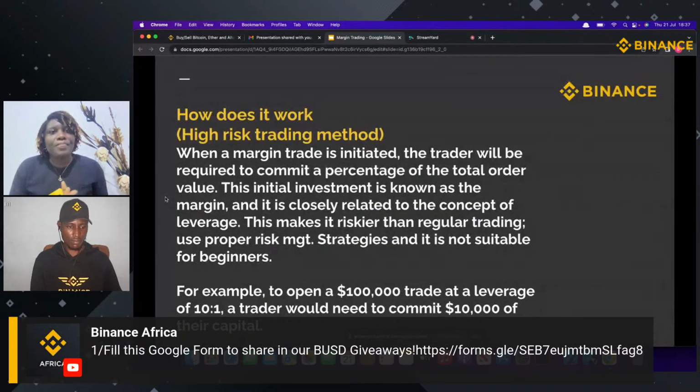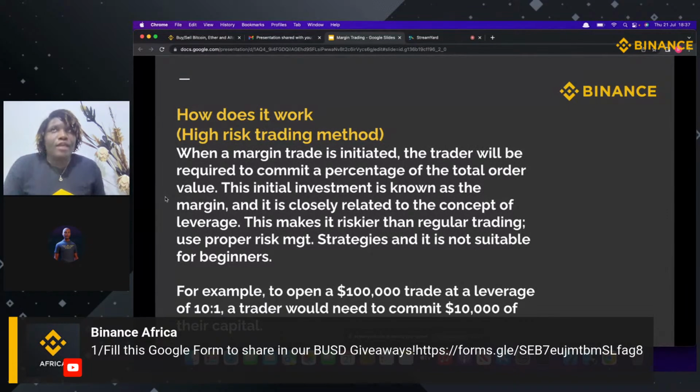So basically, how does margin trading work? Before I move on, I would like to say that it is a high risk trading method. Anytime leverage comes into play, just know that the risk is really, really high. So it's a high risk trading method. Anytime you initiate a margin trade, and I'm going to do a demo for us to know, you are required, as a trader, to make a commitment of a percentage of the total order value.